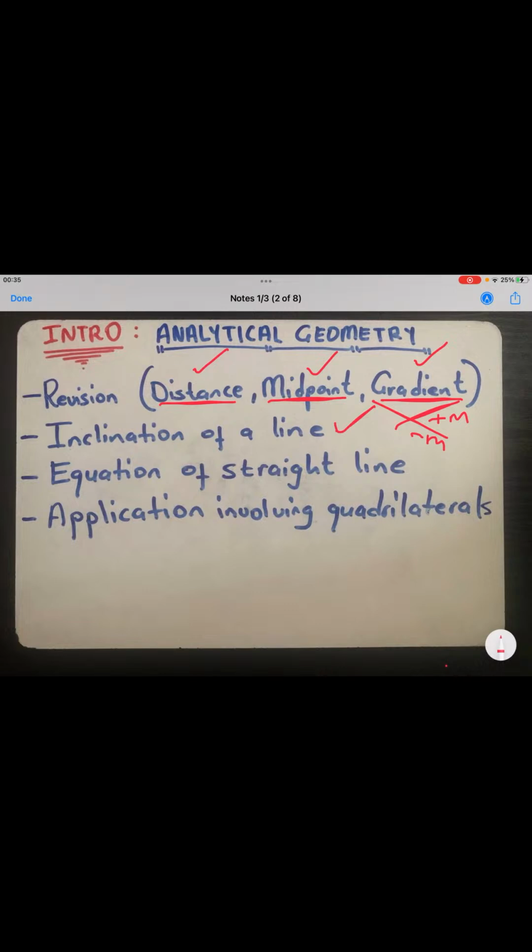So this last part, application involving quadrilaterals. This is where you are now going to apply all that I've discussed on exam question papers, which is why I would like to encourage you not to miss my upcoming lessons, because I'm going to use all that I discussed in this lesson to answer exam type question papers. I think I did discuss all that I wanted you to be aware of.